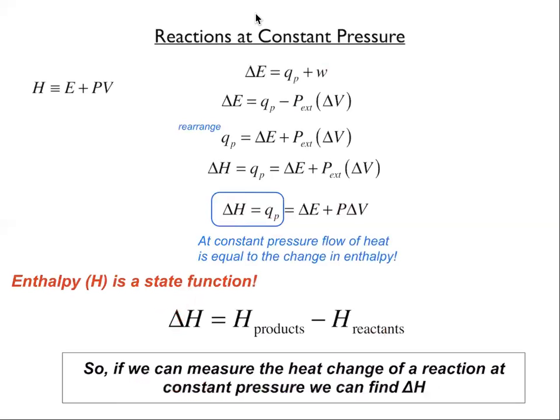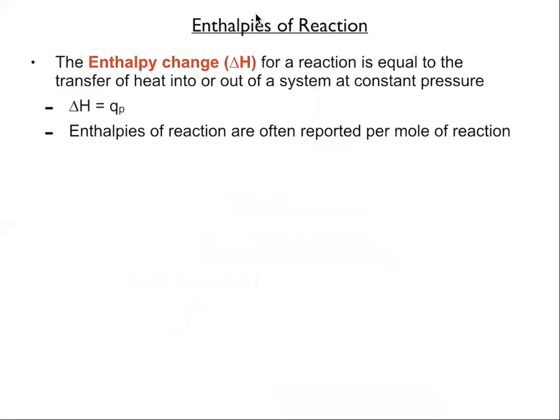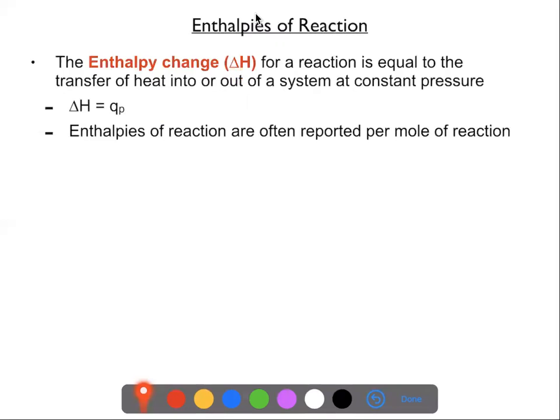So if we measure the heat change of reaction at constant pressure, we can find delta H. And we'll see examples of this as we go on in this lecture and further lectures. So we will often talk about enthalpies of reaction. So the enthalpy change, delta H, of a reaction is equal to the transfer of heat into or out of the system. So delta H equals Q sub P. We often report enthalpies of reaction per mole of reaction.